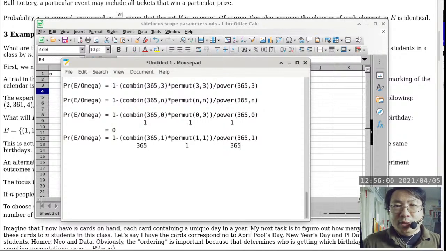Good job. So that means we have 365 times 1, which is 365, divided by 365. 365 divided by 365 is 1. So we do end up with just 1 minus 1, which is, again, 0. Okay, so it is 0 for the case when n equals 1.